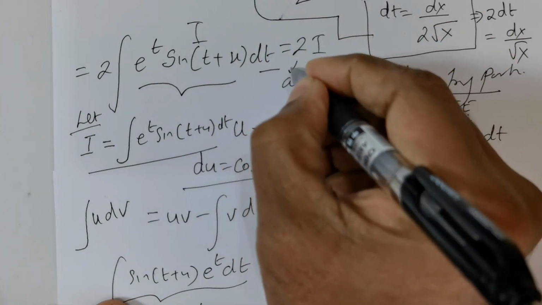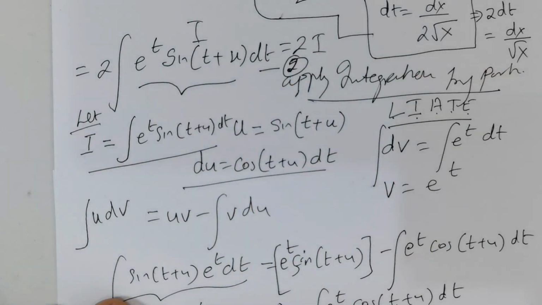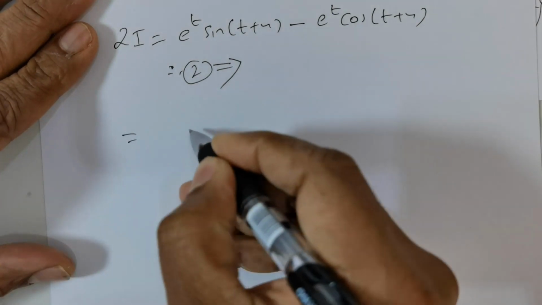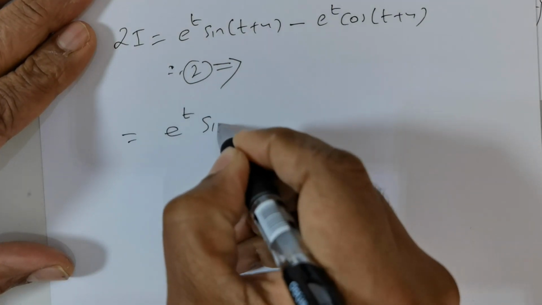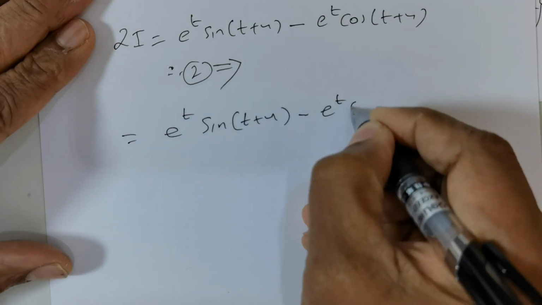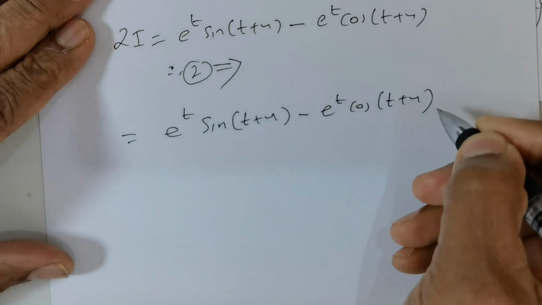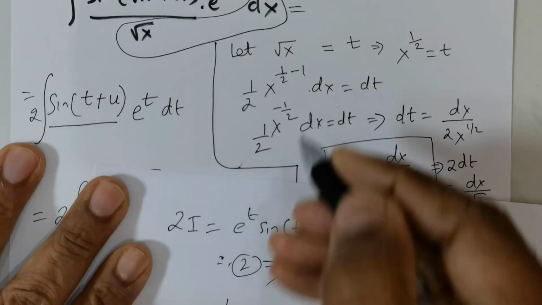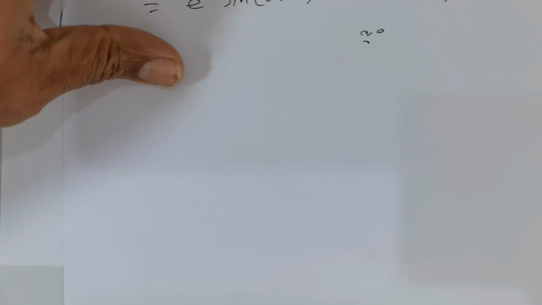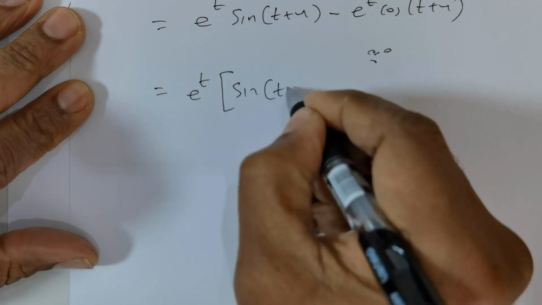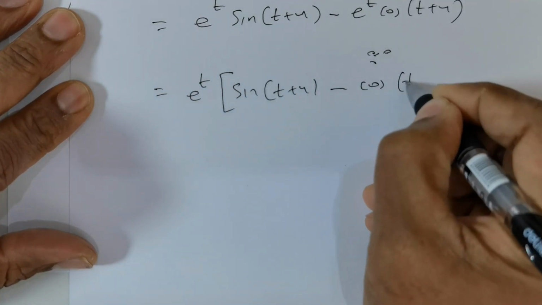So if I were to take this as some 2, so substitution will come over here. So therefore, 2 can be rewritten as, this is equal to e raised to the power of t sine of t plus u, negative e raised to the power of t cos of t plus u. Now we assumed, right, what is the assumption? If you go back here, we assumed that t is equal to root of x, so reverted. So this is equal to e raised to the power of t times sine of t plus u, negative cos of t plus u.